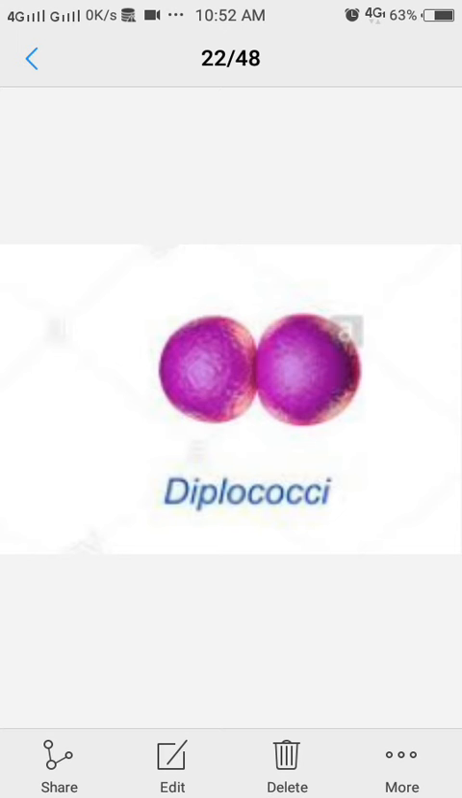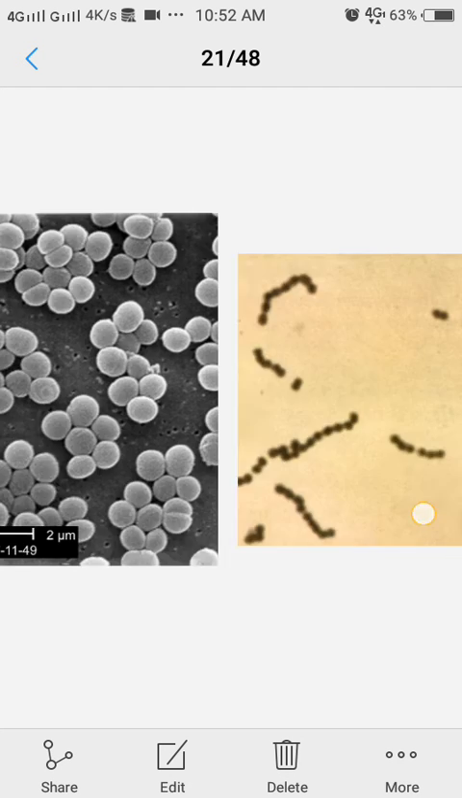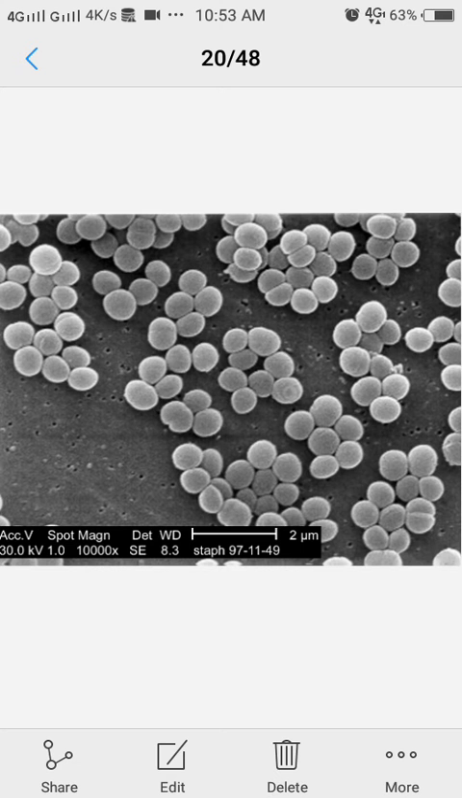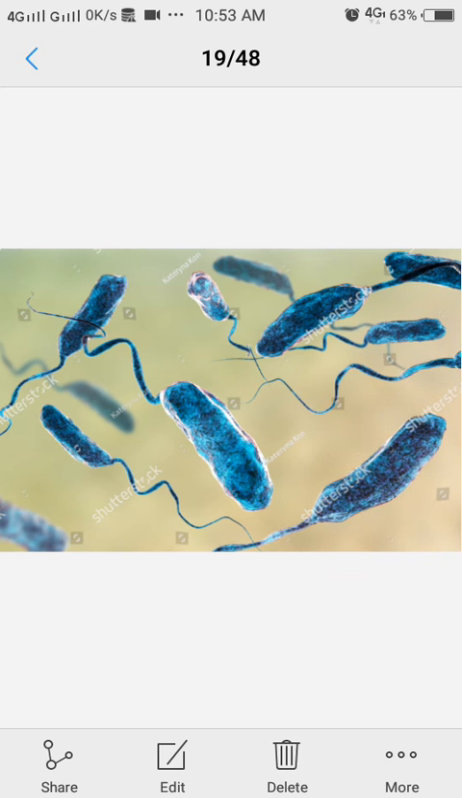In this type, there are three types of bacteria. First one, some bacteria can stick together in pairs. Example, Diplococcus. Second one, some bacteria can form a chain. Example, Streptococcus. Third one, some bacteria can occur in bunches. Example, Staphylococcus.